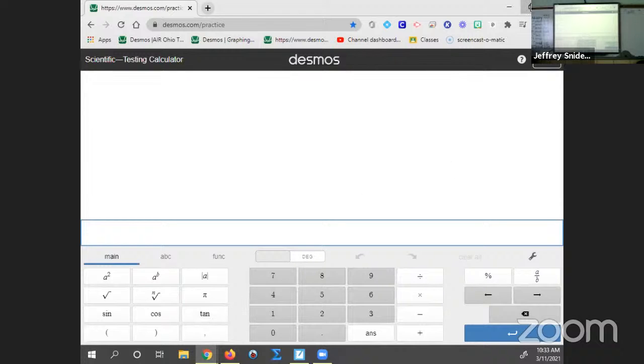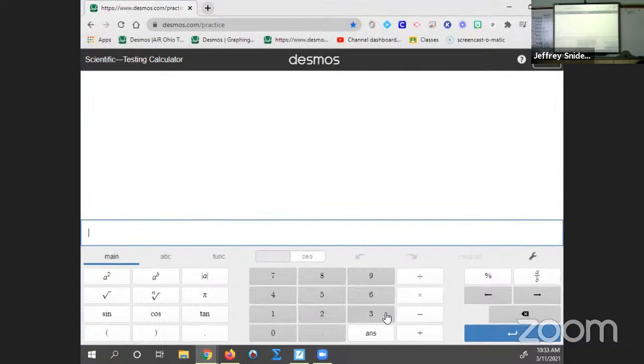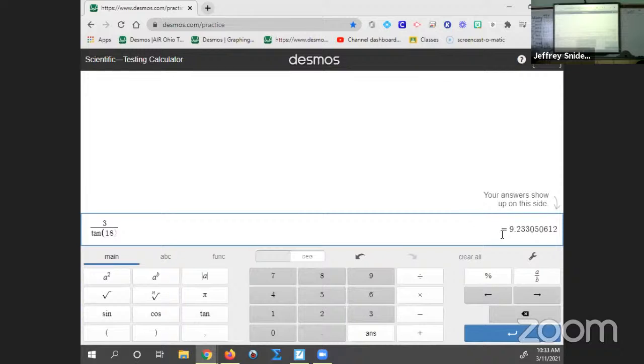So again, we know on this particular problem that we're just going to type in 3 divided by tangent of 18. Boom, 3 divided by the tangent of 18. And I get an answer, 9.23, is that what that says? Yes. Okay.